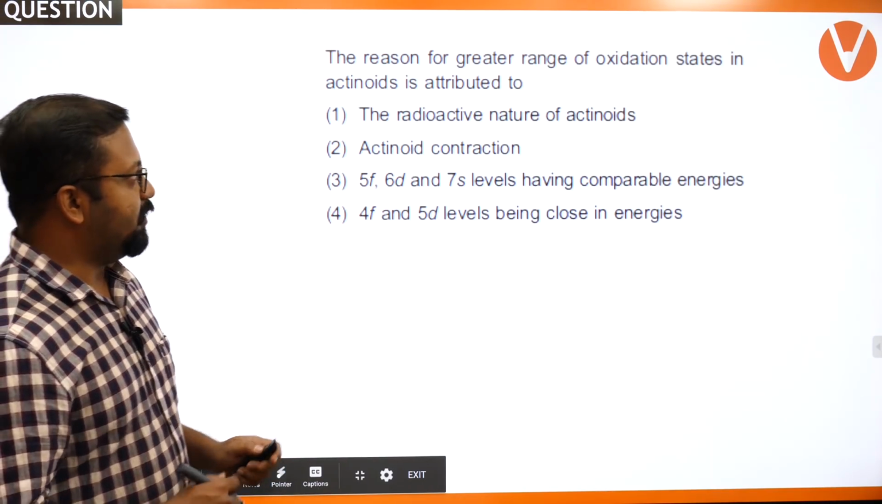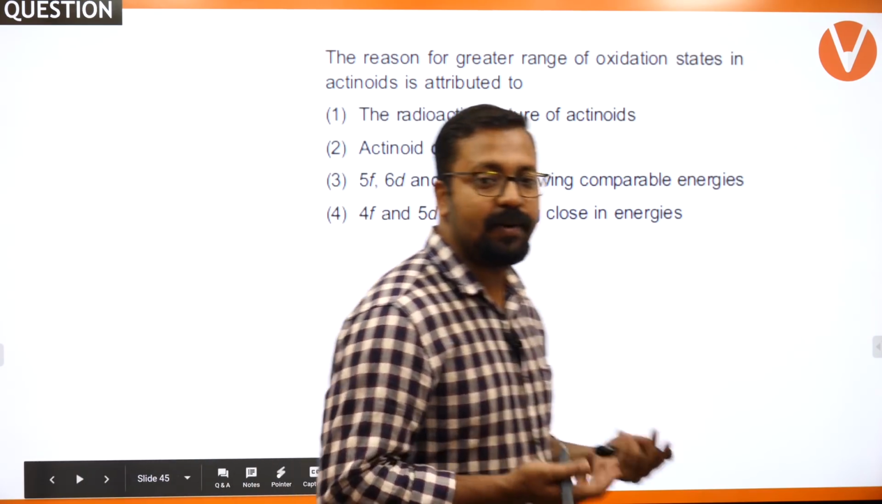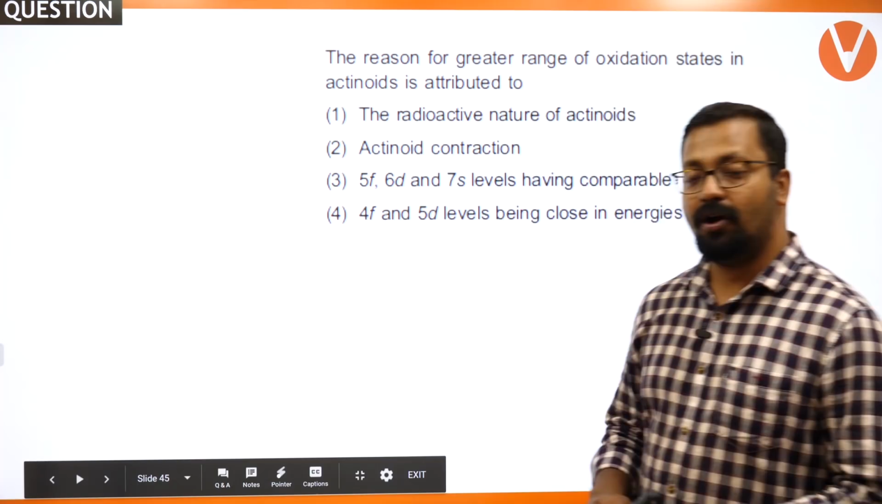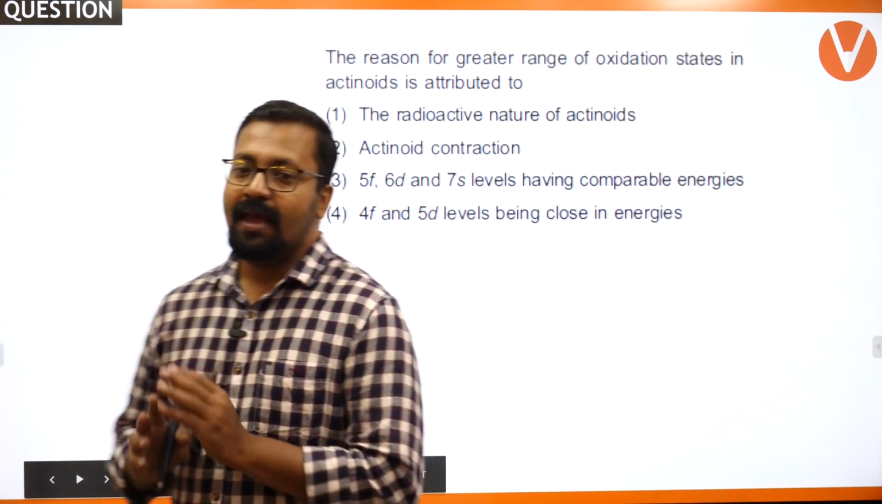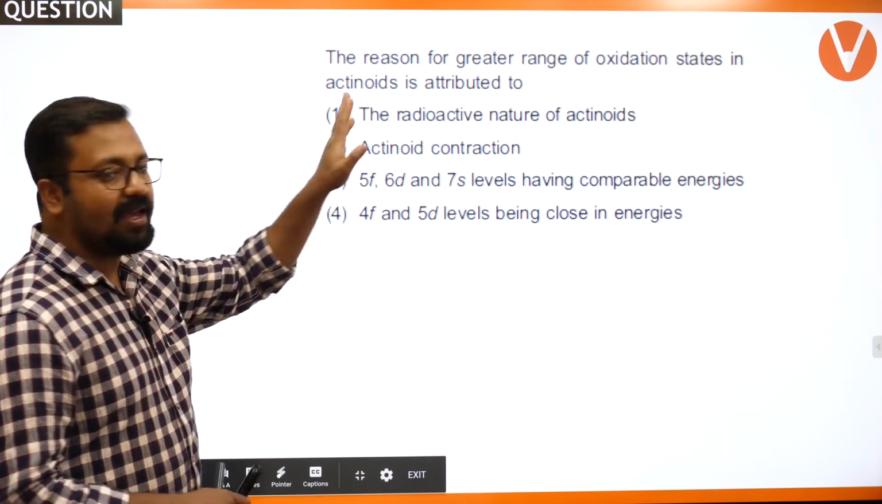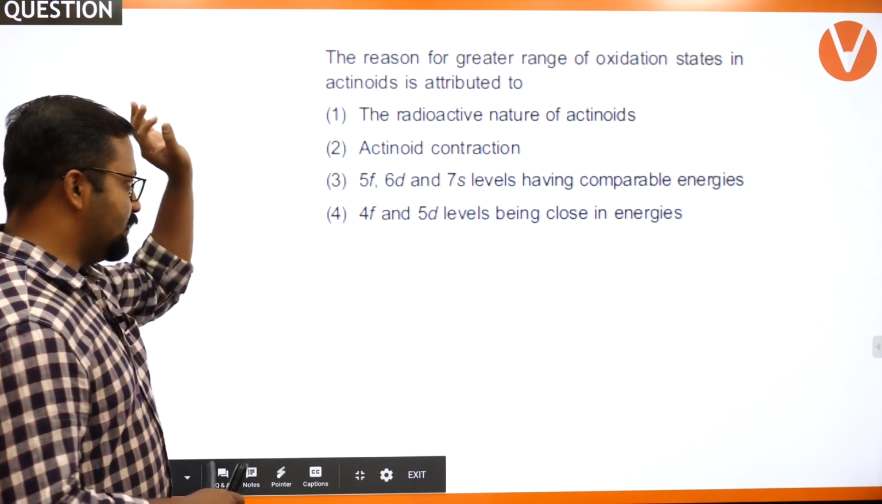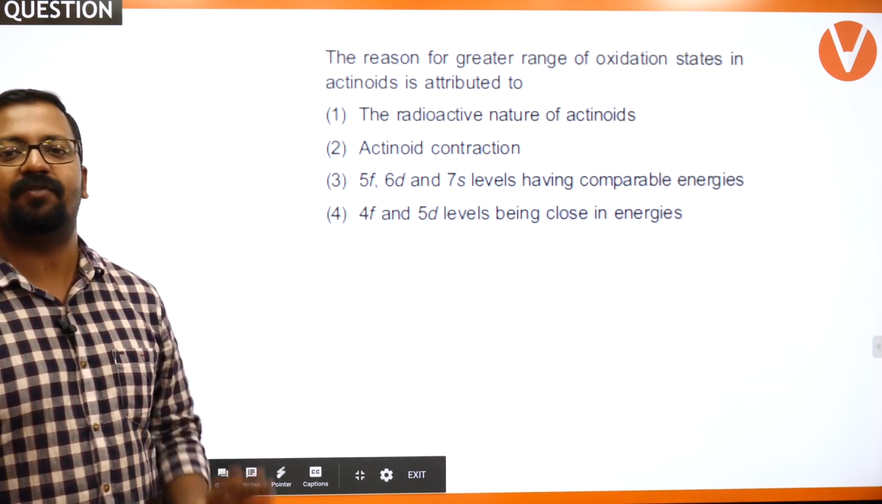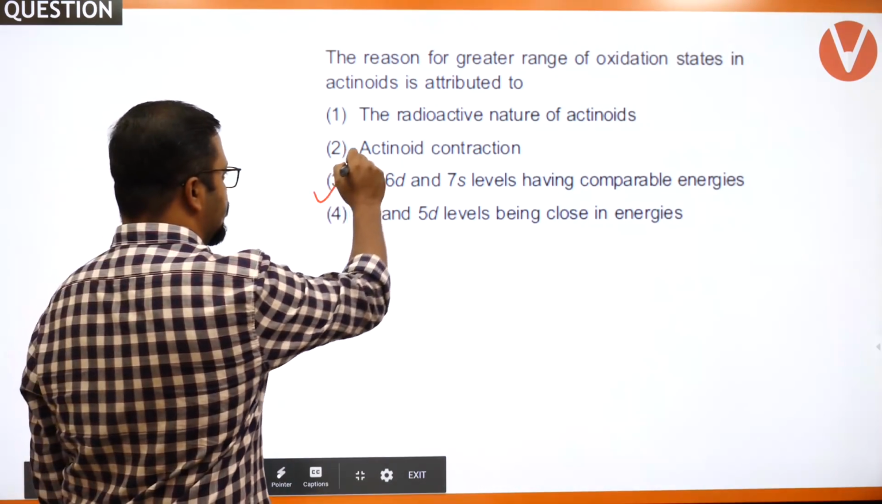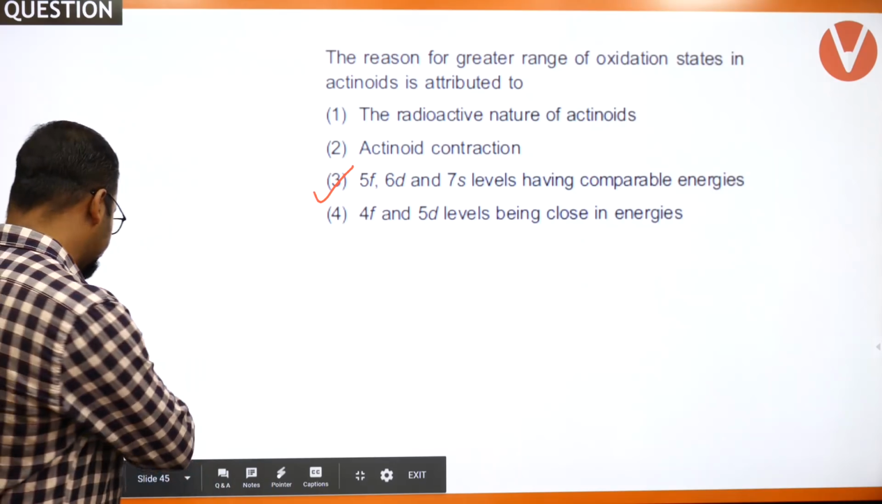Okay, next, the reason for greater range of oxidation states for actinides. This is a fact-based question. The greater range of oxidation states for actinides is because of very similar energies of 5f, 6d and 7s. That's the right statement, taken from NCERT. The right answer to this question is the 3rd. Okay, let's move ahead.